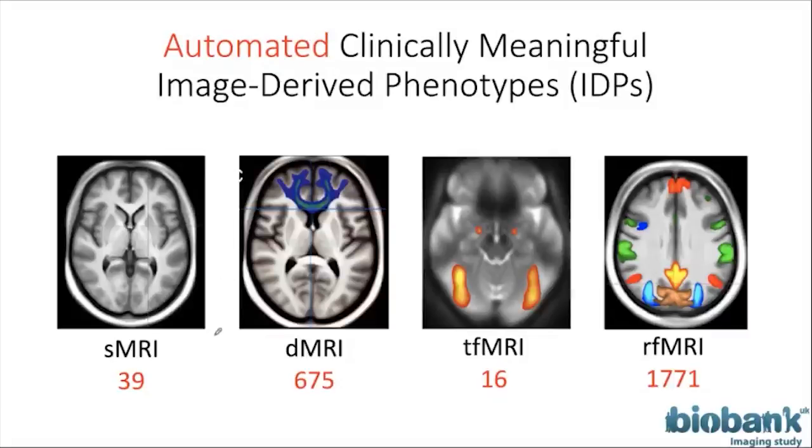In the first step, they decided on about 39 image-derived phenotypes from the structural MRI. For example, the volume of the head of caudate, the volume of putamen, so all those major volumetric measures from structural MRI. From DTI, they measured more than 600 measures. For example, the thickness of the tract between the dorsolateral prefrontal cortex and amygdala. That could be one of those image-derived phenotypes from DTI. So they measured 600 of them.